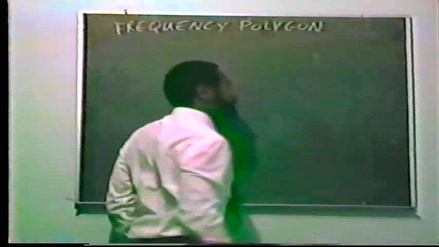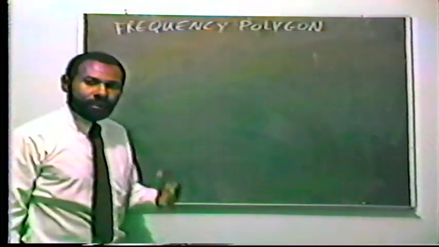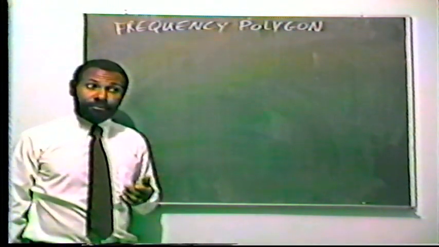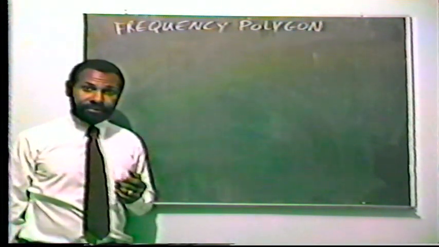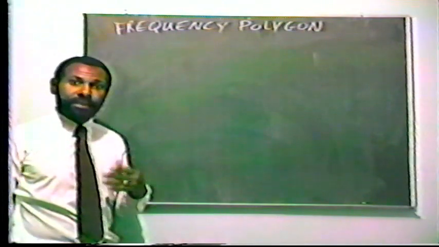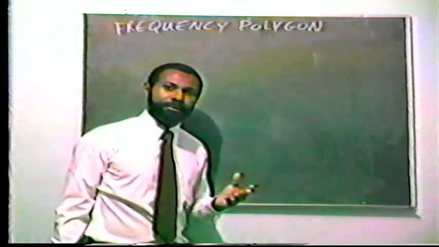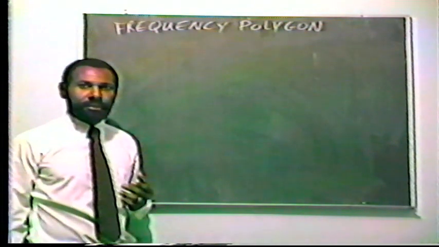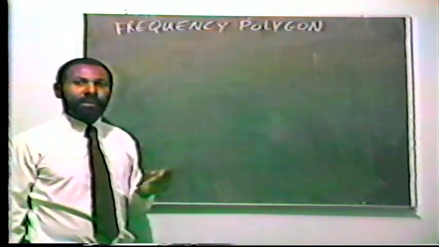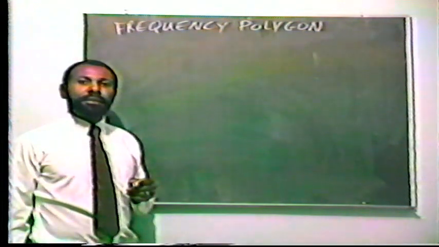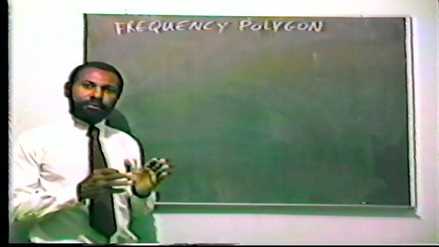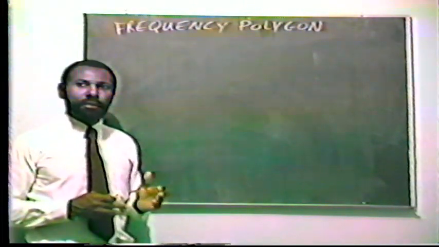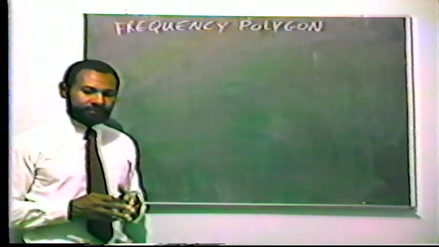A frequency polygon. Now, from your earlier study of mathematics, you know what a polygon is. Poly, of course, means many. A polygon is a figure with many sides. When you draw a frequency polygon, it looks like it has many different sides. That's why we call it a frequency polygon.